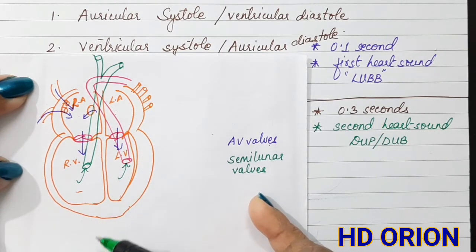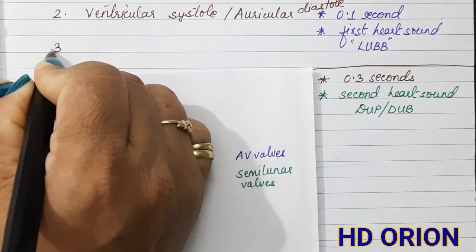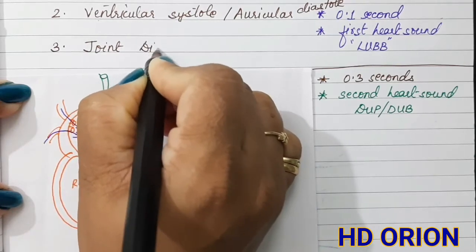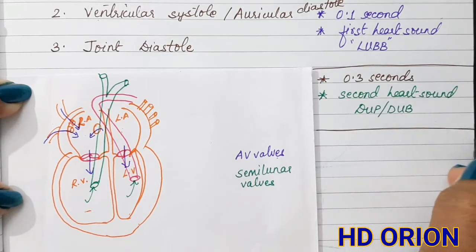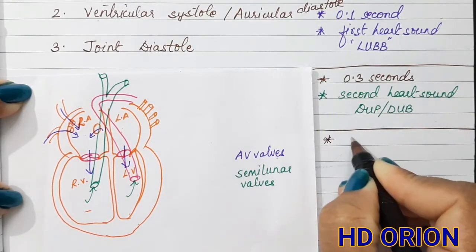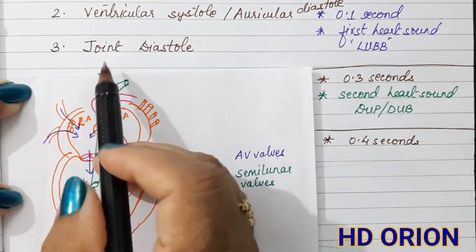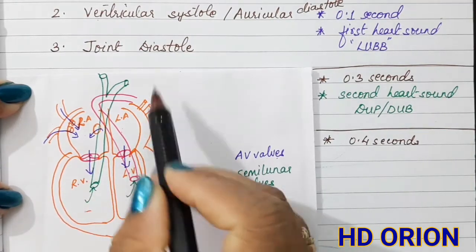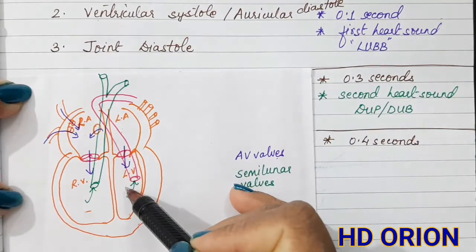Now comes the third step, which is known as the joint diastole. Now let us discuss the third step, which is known as the joint diastole. The joint diastole continues for 0.4 seconds. We call this step as joint diastole because all the four chambers of the heart are in the relaxation stage. The systole, that means the contraction stage, is over.